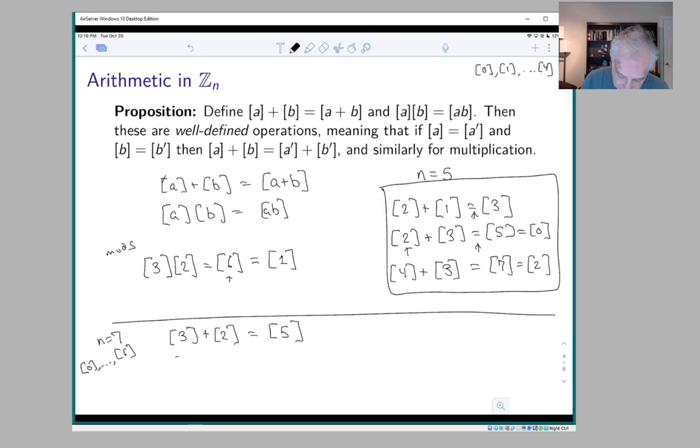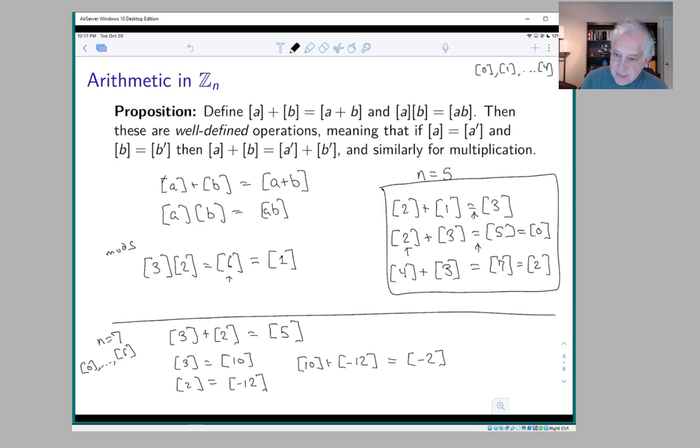But remember that 3 is the same as the equivalence class of 10. And 2 is the same as the equivalence class of minus 12. So if I add 10 and minus 12 together using this rule, I get minus 2.